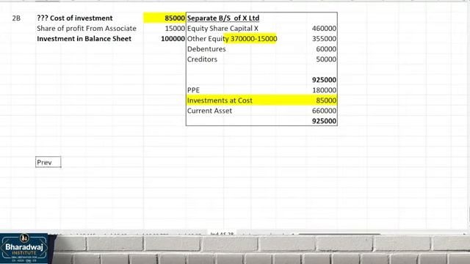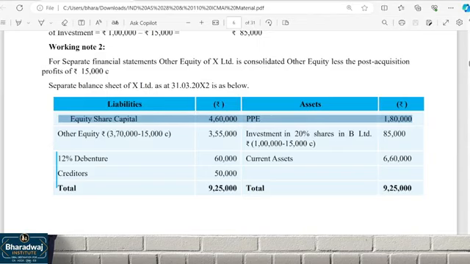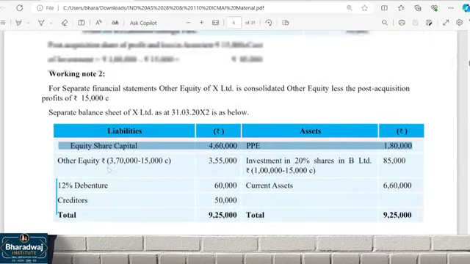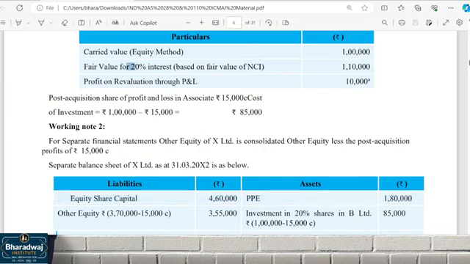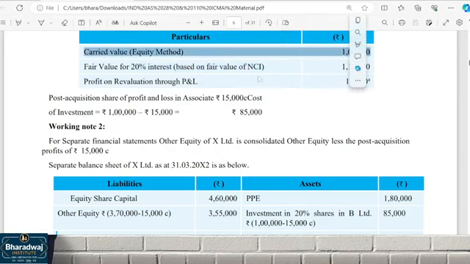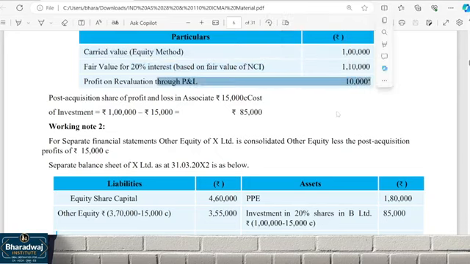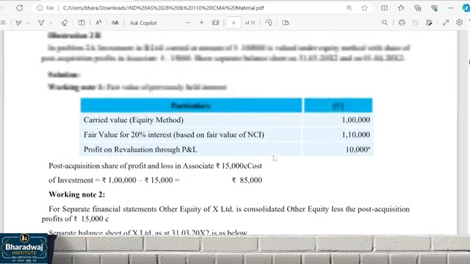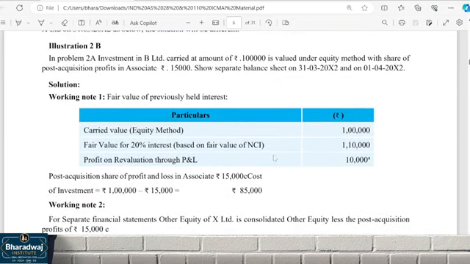Now what was the previously held interest? How much percent are we holding already? Already we are holding 20%. Investment is carried based on the equity method and profit or loss should be adjusted in which account? P&L account. Same like 2A. Last class, whatever we have done, the same thing is applicable. Now what I request is, go through 2A once again, the problem once again, then we will solve.